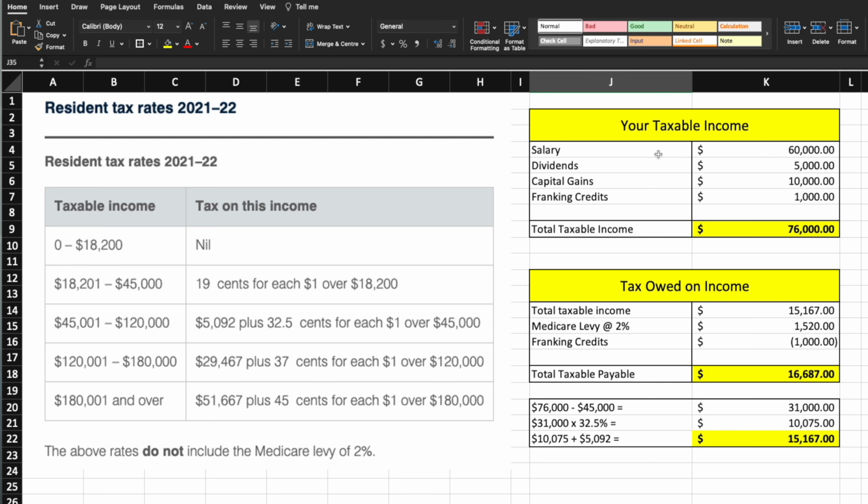So you have your salary from your job, dividends, capital gains, and franking credits. It is important to note that not all dividend stocks provide franking credits, so you better check if they do.